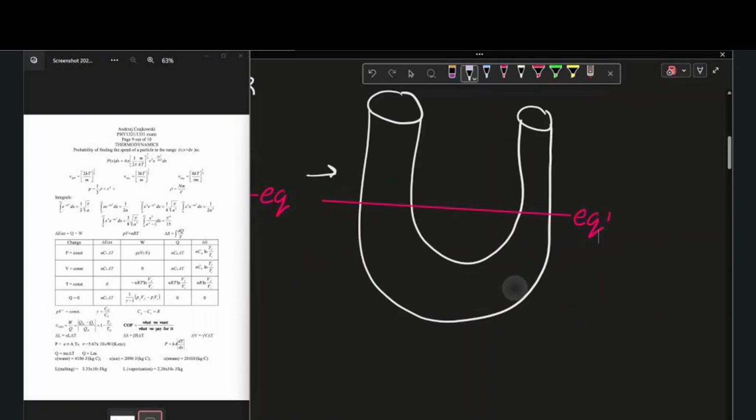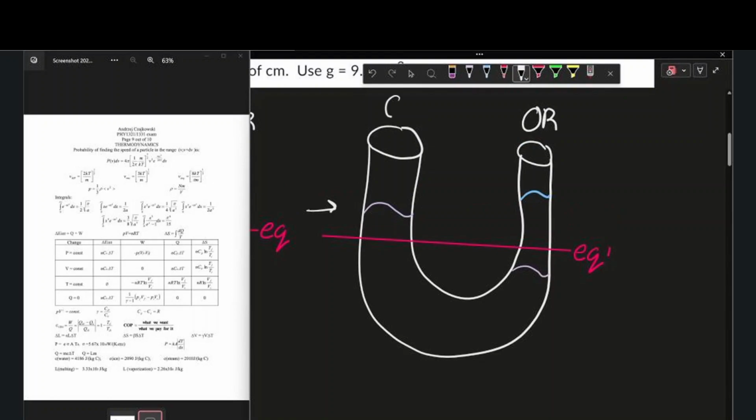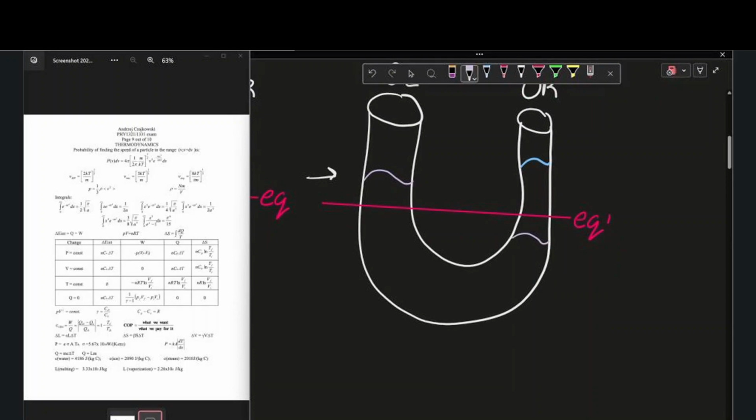Right? And so what we have here in a new image is this. So it told us that 110 grams of water is poured into the right arm of this tube. Now, once this entire system has settled, it will look something like this.